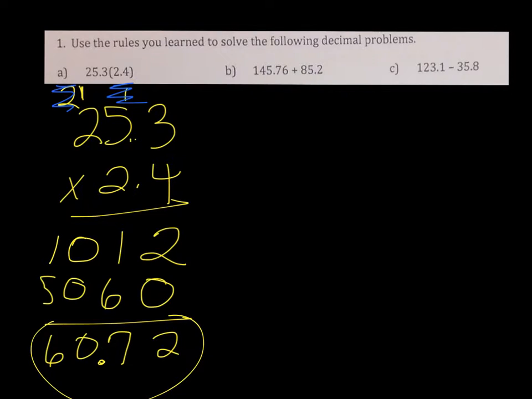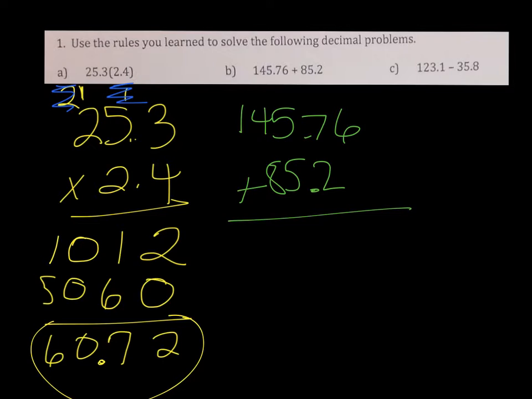All right, letter B is dealing with addition. So I'm going to now line up my decimal points. 145.76 plus 85.2. Okay, now I can add a 0 here if I want to, but I don't have to. But the biggest thing is making sure that I lined up these two decimal points, this one and this one. Okay, that makes sure all of my place values are lined up.